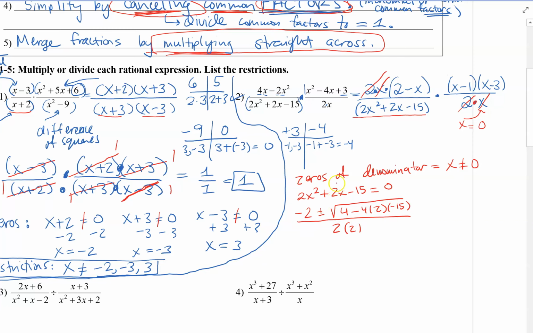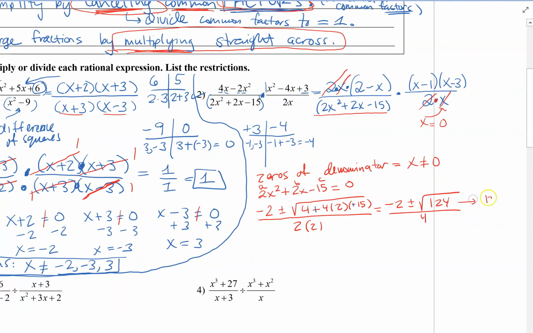So I plugged in 2 for B, another 2 for A, and then negative 15 for C. So in here I get 4, and then this subtraction turns into addition. So 4 plus 8 times 15 gives me 124 inside my radical, all over 4. And then of course I can simplify my square root a little bit. So I can take out a 2, since that's the square root of 4. So I have negative 2 plus or minus 2 square root of 31 all over 4.